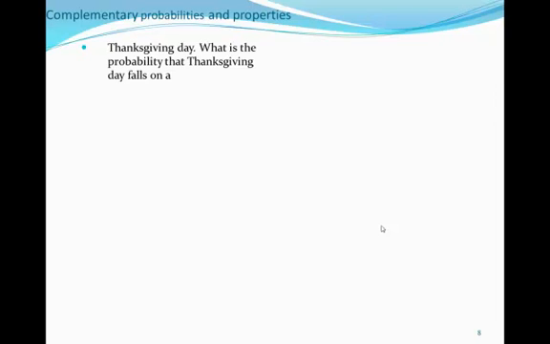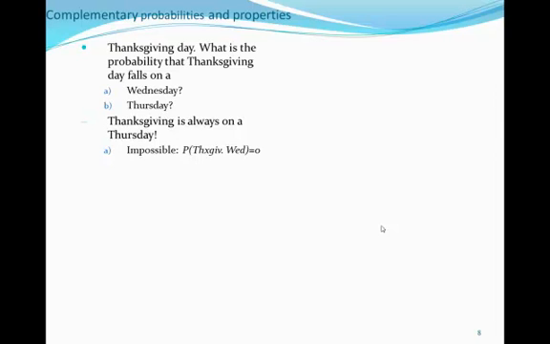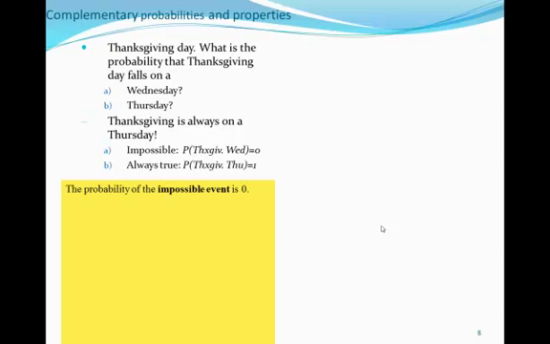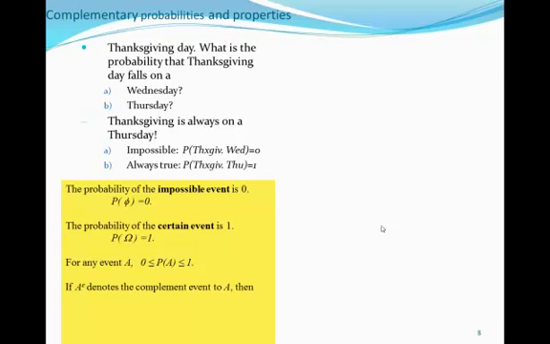Next, let's look at complementary probability and properties. Let's take a look at an example of Thanksgiving Day. What is the probability that Thanksgiving Day falls on a Wednesday? What is the probability that Thanksgiving Day falls on Thursday? Thanksgiving Day is always on a Thursday. So the probability that Thanksgiving Day falls on Wednesday is equal to 0. It's impossible. And the probability that it falls on Thursday is equal to 1, which is always true.